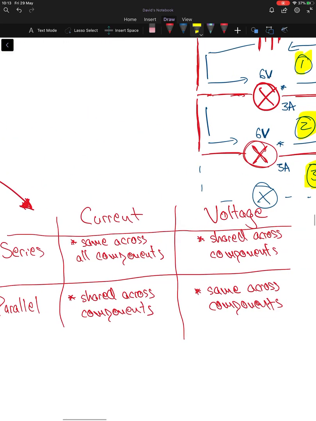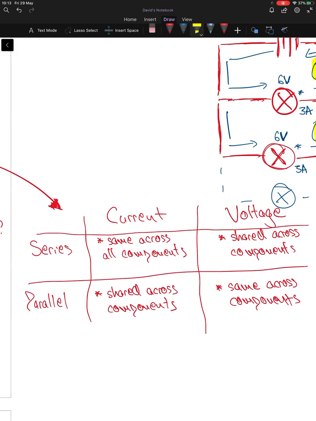So that's a little bit confusing. So have a look at this. You might want to copy down this table to make it simpler. In a series circuit, the current is the same across all components, whereas in a parallel circuit, it's shared across all components. Whereas voltage in a series circuit is shared across all components. And in a parallel circuit, the voltage is the same across all components.